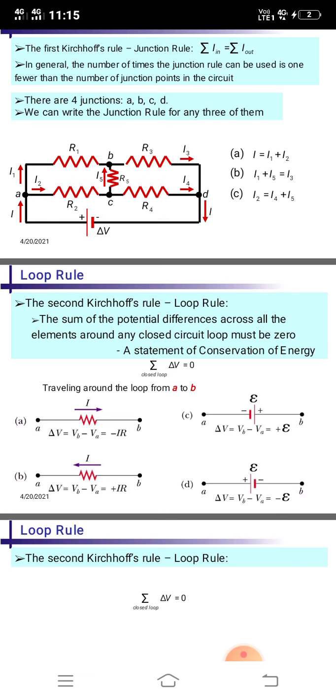Next, we move on to the loop rule. The loop rule has two different categories. In the first category, for a resistor traversed in the clockwise direction, the current is minus. For a resistor traversed in the anti-clockwise direction, the current is plus.